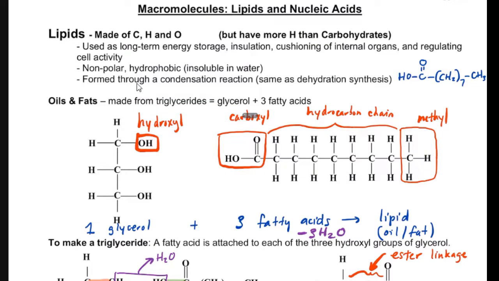Right? It's formed the exact same way that we formed our sugars. We form it through a condensation reaction. What's condensation reaction? That's the dehydration synthesis. That's when we removed the water in the last picture so that we could join those molecules together. Okay, I'm going to do it exactly the same way here.